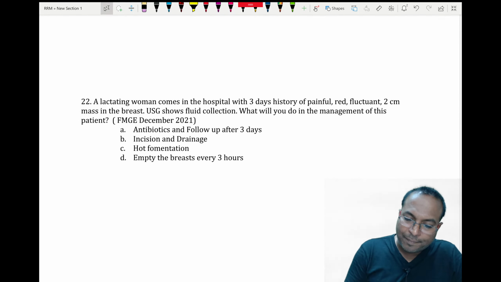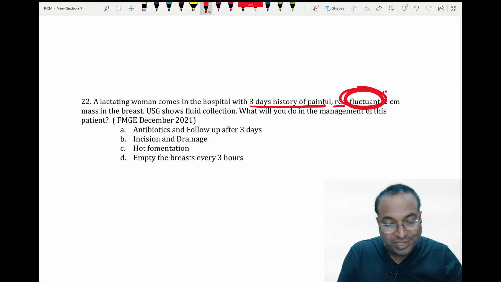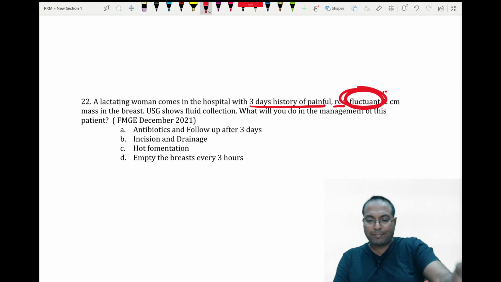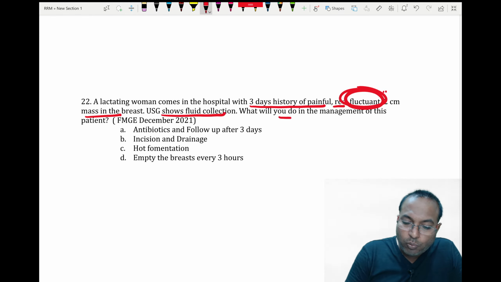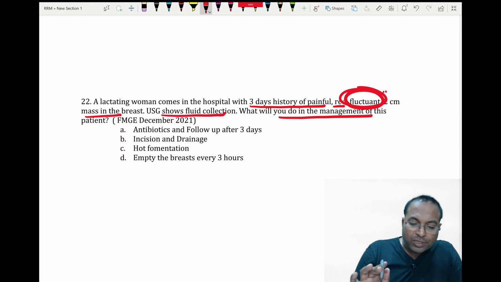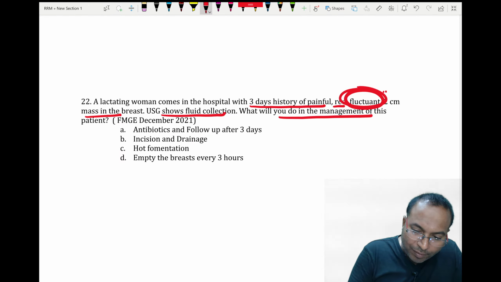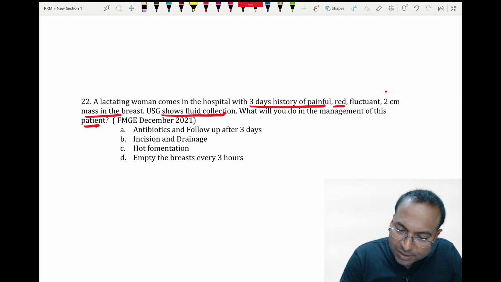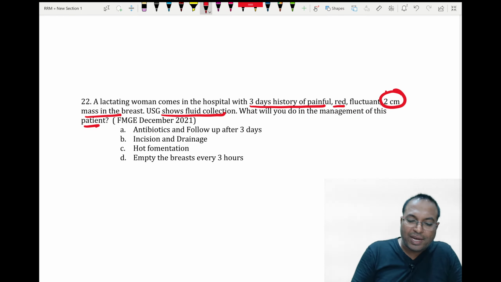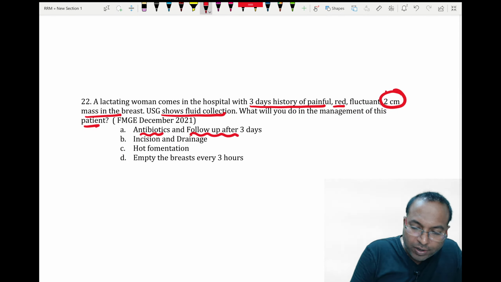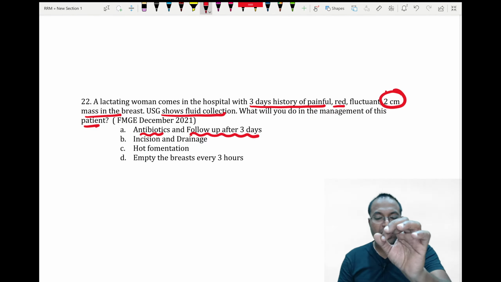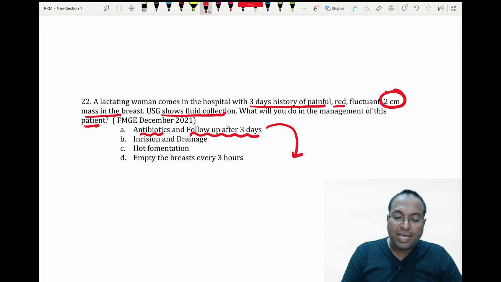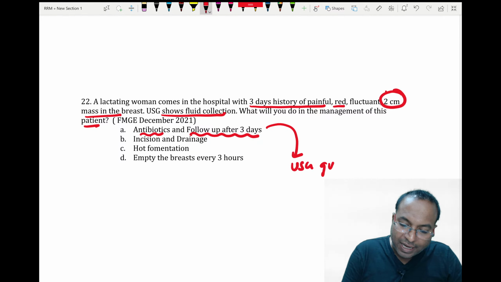A lactating woman comes to hospital with a 3 days history of a painful red fluctuant swelling. You see, now the fluctuant has come. If it is fluctuant, it is an abscess. 2 cm mass. Ultrasound shows fluid collection. How will you do the management? So what will we do for the management of this small abscess? See, it is only 2 cm. So what we can do is antibiotics and follow up for 3 days. A very small abscess may get resolved with antibiotics and follow up. If it is not resolving, then I go for ultrasound guided aspiration.